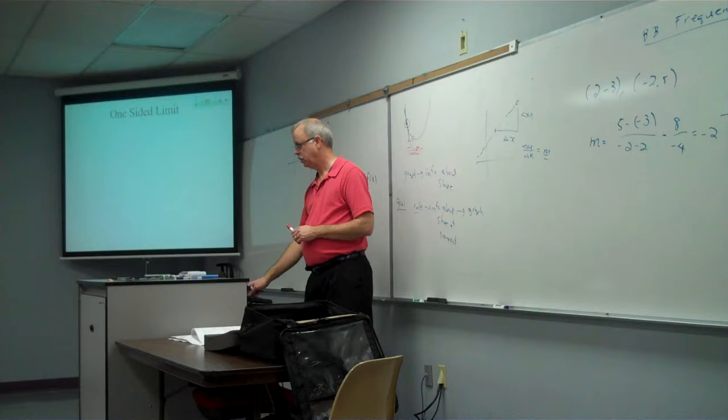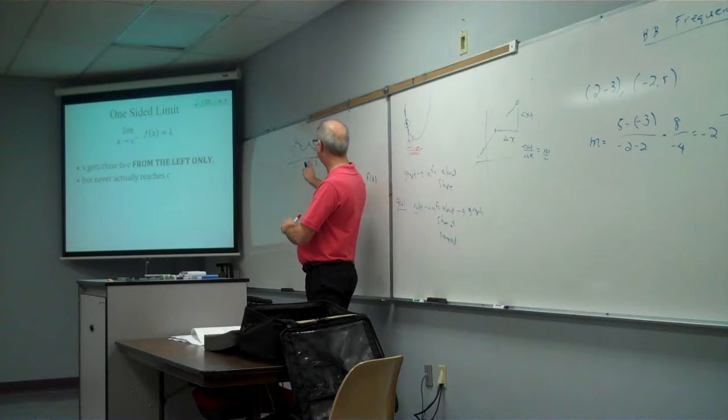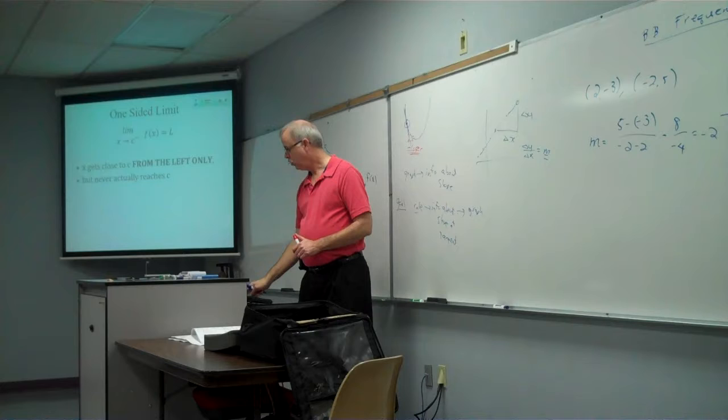Or if we have the limit as x approaches c from the left. Tunnel vision, but now we're only looking coming from the left. We don't care what's happening to the right. We don't care what's happening right at c. We are just getting closer and closer and closer from the left.